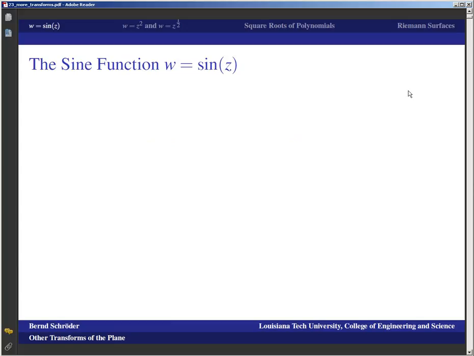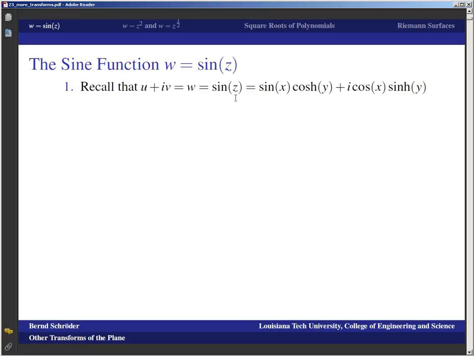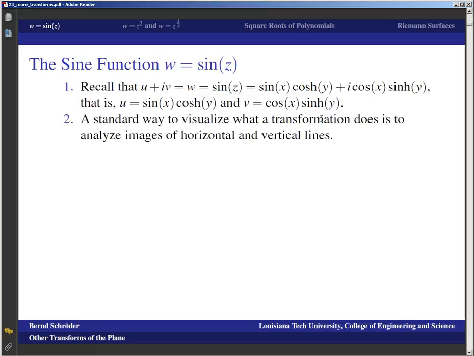Well, let's see. We start with the sine function, and if we're looking at the sine function, then u plus iv equals sine z, where z is x plus iy. We can break that up into sine x cosh y plus i cosine x sinh y, so we're mixing the hyperbolic sine and the hyperbolic cosine in here too, and that's just straight application of the additive identity for the sine function. But that means that the real part of the sine function is sine x cosh y, and the imaginary part of the sine function is cosine x sinh y.